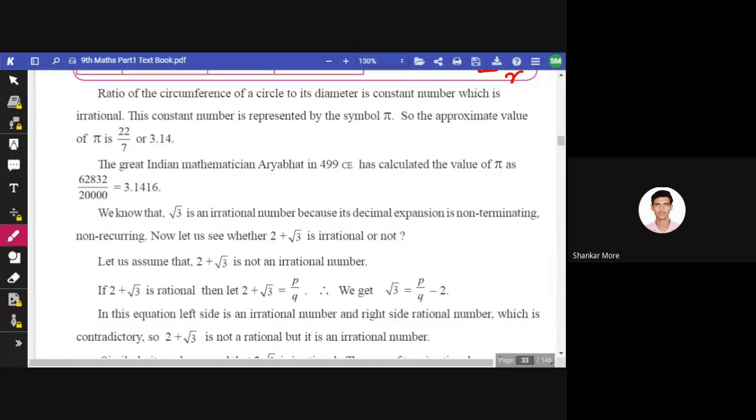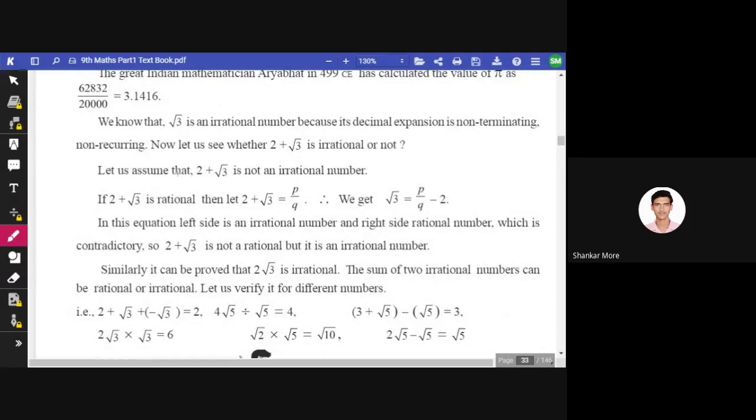Now we know that root 3 is an irrational number because its decimal expression is non-terminating, non-recurring. Now let us see whether 2 plus root 3 is irrational or not. So let us assume 2 plus root 3 is not an irrational number, that means it is a rational number. Then 2 plus root 3 can be represented as p by q. Hence we get root 3 is equals to p by q minus 2. Okay, so इस 2 को मैंने शिफ्ट कर दिया सिर्फ राइट साइड में.